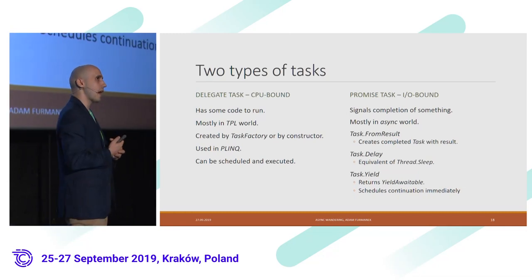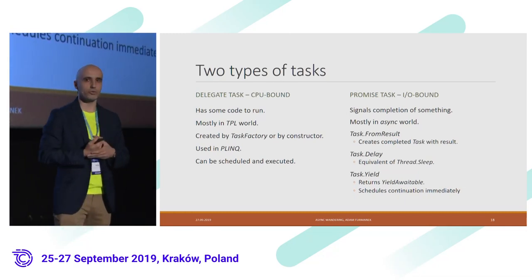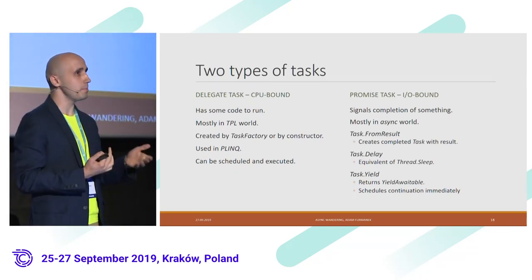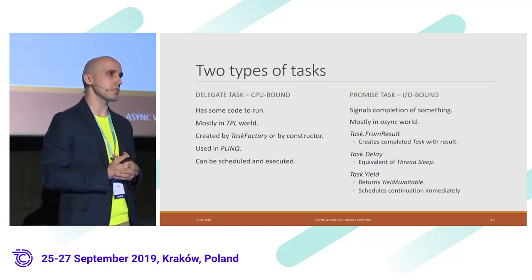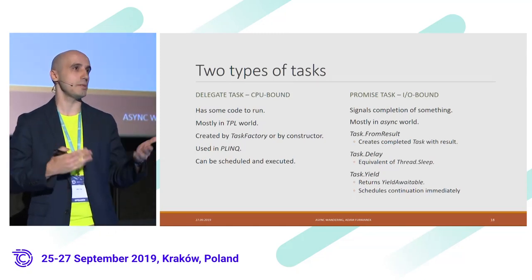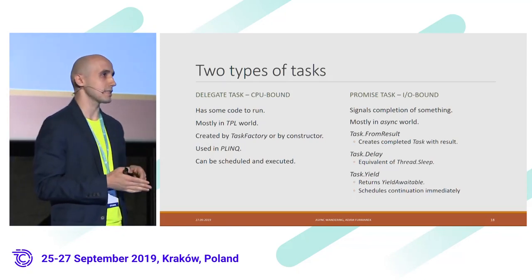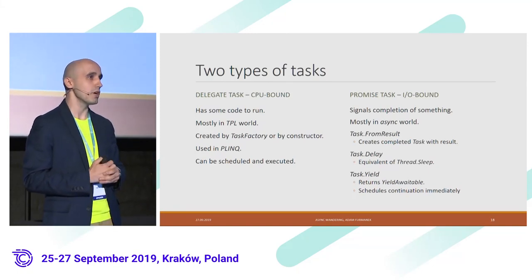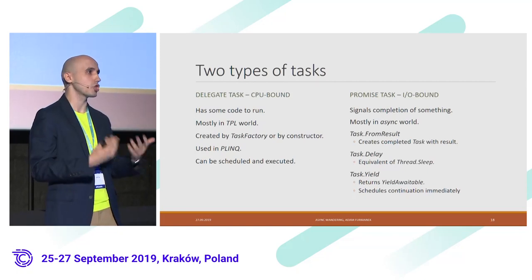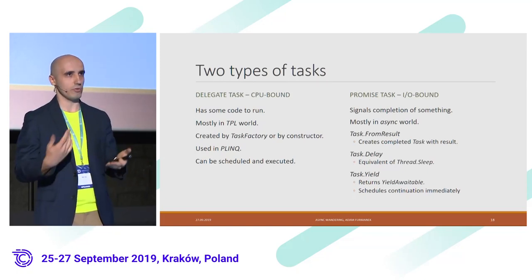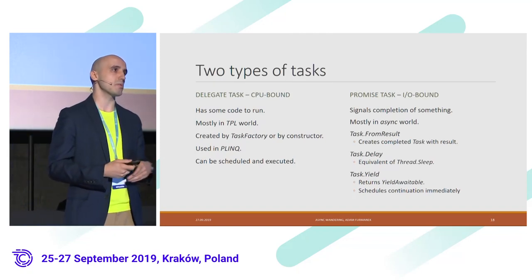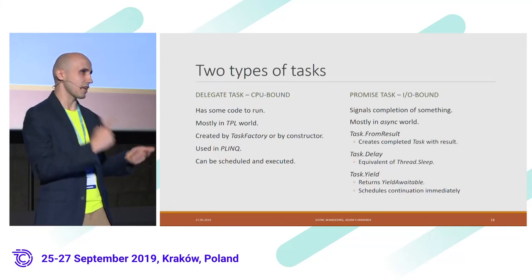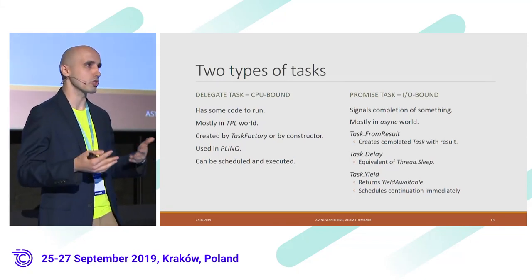It's worth understanding that tasks were introduced before async and await appeared. And in TPL, the Task Parallel Library, what we were using was the so-called delegate task or CPU-bound task. Currently, this Task class represents two completely different use cases. One of them is the CPU-bound, which represents some work, some actual job to be done. We need to run something, we need to calculate something. This is represented by a task which is CPU-bound, and this is what is typically used in TPL with Task Factory, with Parallel, and with all those other things.